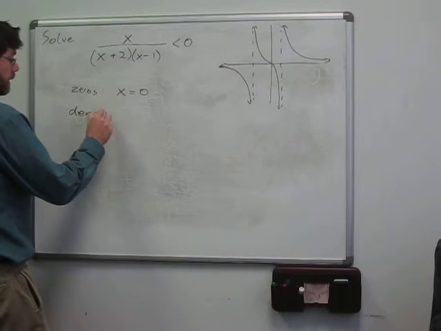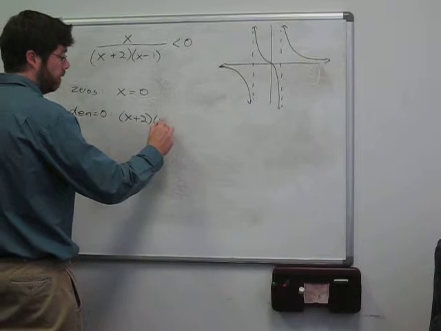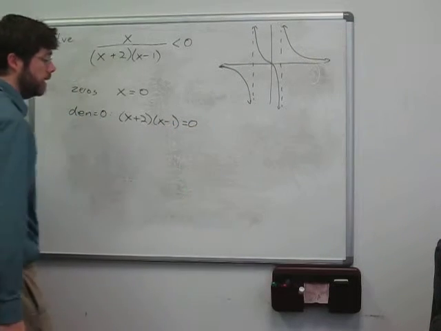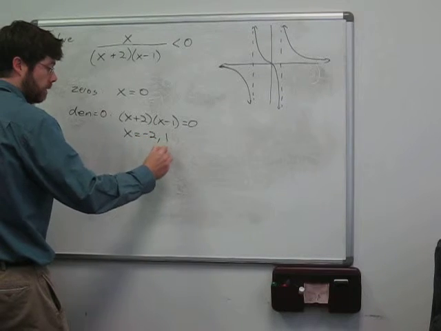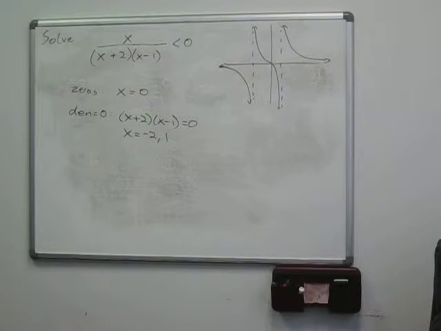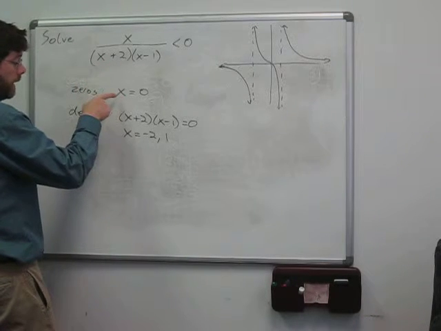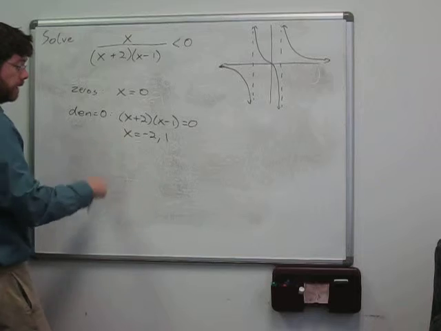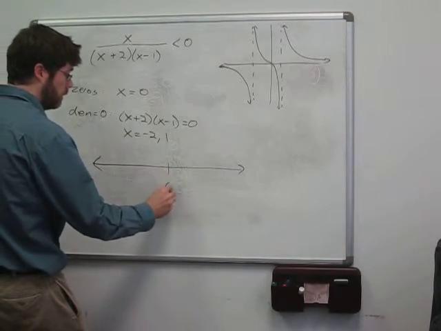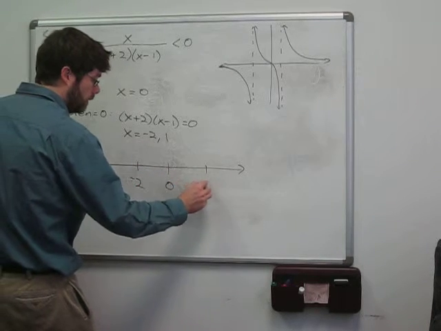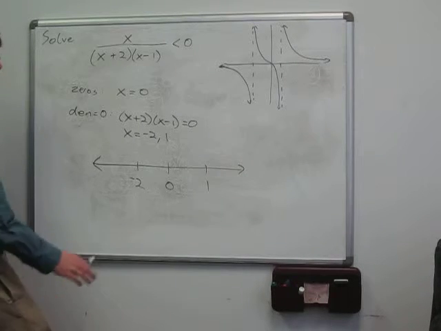We also want to find the x values that make the denominator equal to 0. So set our denominator equal to 0 and solve. Clearly, negative 2 and 1 will make our denominator 0. So we're solving a rational inequality. We have to put our zeros as well as the x values that make the denominator equal to 0 on the number line. And then test the subintervals just like we did with polynomials.